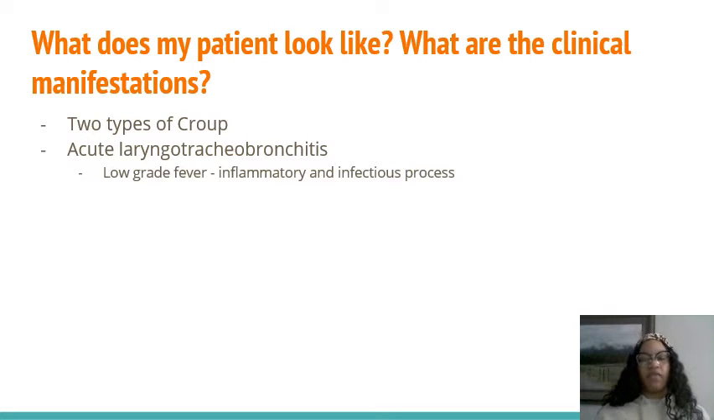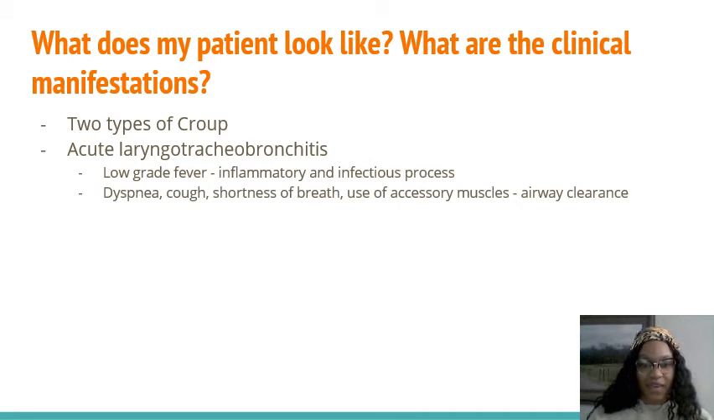So low-grade fever. Again, we have an infectious process going on. White blood cells are going and flowing and doing what they do. We're going to have a low-grade fever. So again, swelling of the airway. We're trying to breathe. The patient's going to present with signs and symptoms that they are having difficulty breathing. So dyspnea, cough, shortness of breath, use of accessory muscles, anything that they can do to maintain that airway clearance.